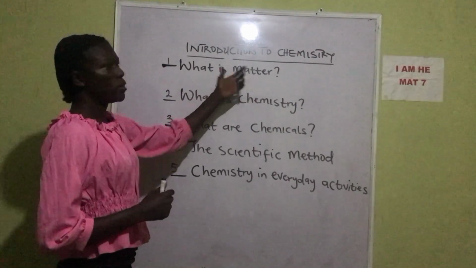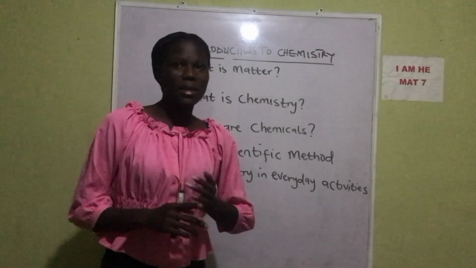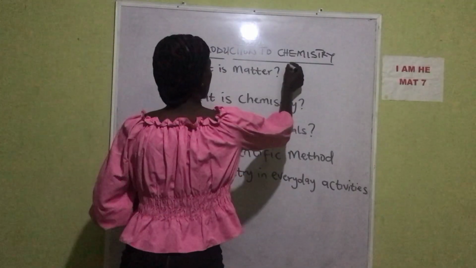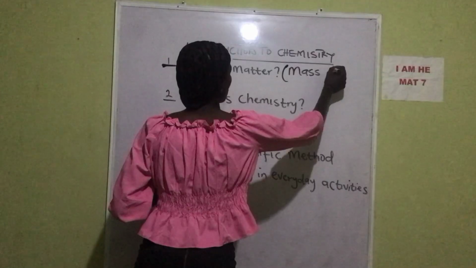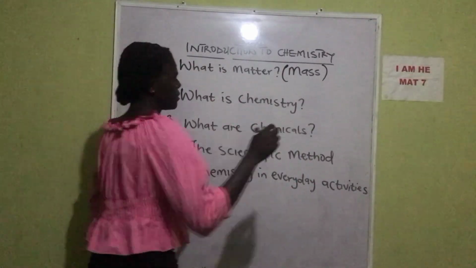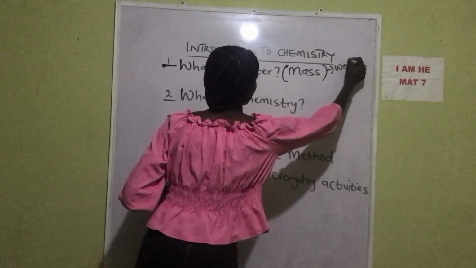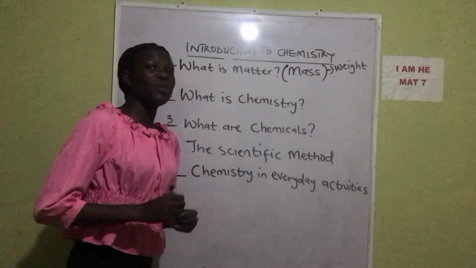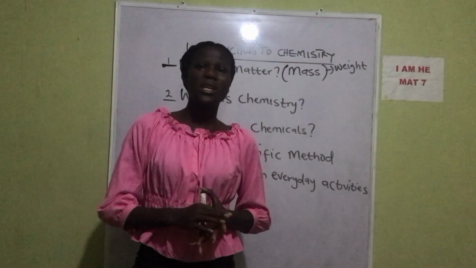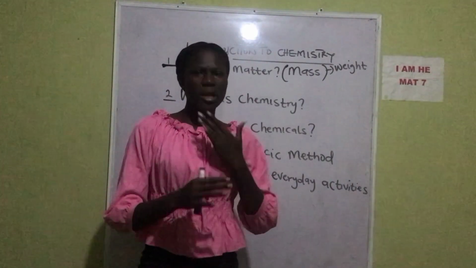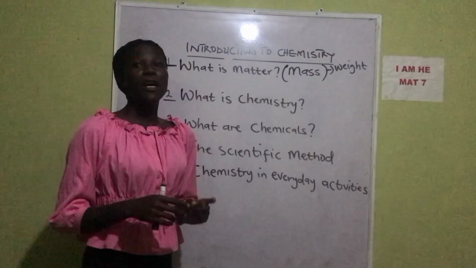Now matter. What is matter? Matter is anything that has mass and occupies space, okay? Now I did not use weight. Most times we make the mistake of saying that matter is anything that has weight and occupies space. I think that would be my concluding part of the video, where I will ask you to differentiate between mass and weight, okay? They are quite different. So matter is anything that has mass and occupies space.